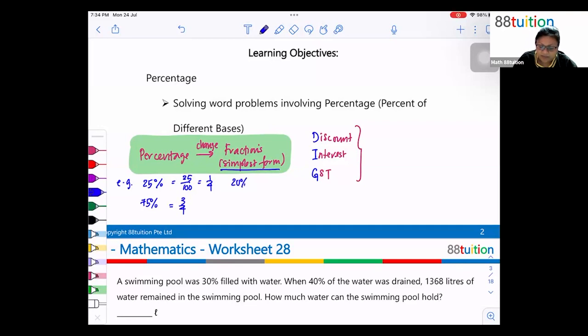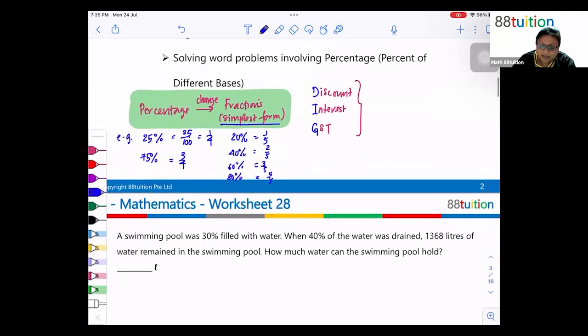Similarly, I have 20%. How do I change this 20% to fraction? I can change 20% to 1/5. So that means 40%, 60%, and 80% are in the form of 2/5, 3/5, and 4/5. So these are the fractions that you can change percentages to, so it makes it easier for you to solve the question.